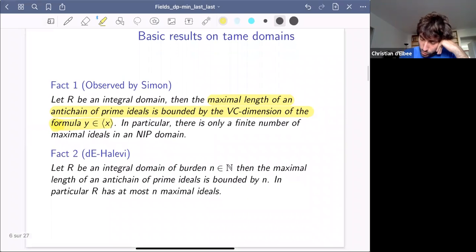We can also do a similar argument. It's a bit different, but you get the same result for finite burden. You get that the burden is actually bounded by this maximal length of an antichain of prime ideals.